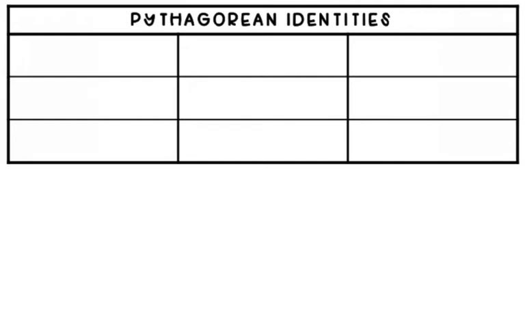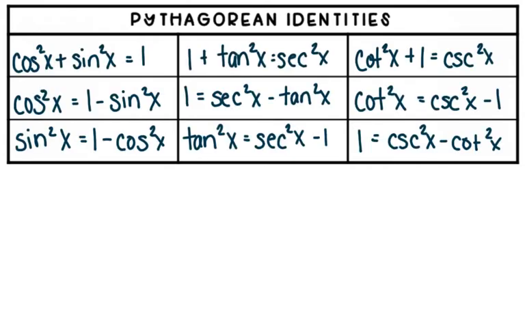So I'm going to write 9 Pythagorean identities that you're going to need to know and understand. And just know that all of this comes from the Pythagorean theorem, which is why they're called the Pythagorean identities. Okay, so here are the 9 Pythagorean identities. You need to write them down. We're going to be using them. Just know that they come from the Pythagorean theorem. They're not just made up.